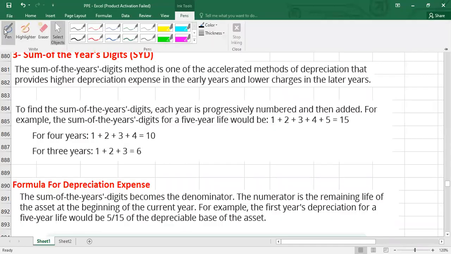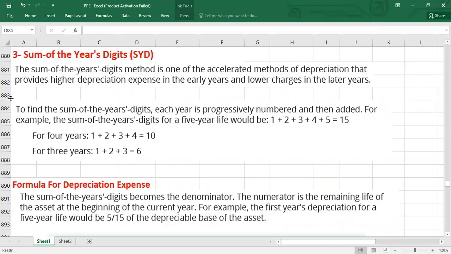Hello guys, welcome to another video. Today we are going to talk about the sum of the years digit method for depreciation.